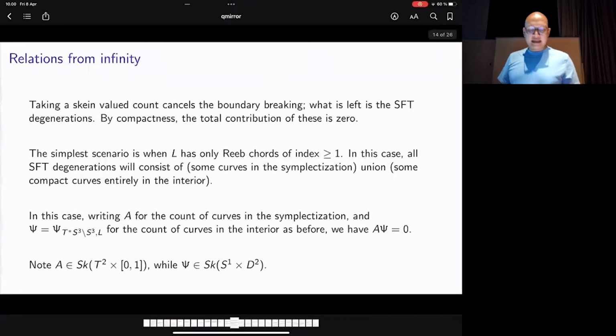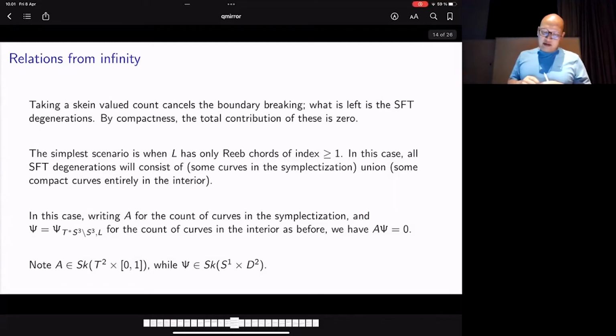Now the example I want to discuss today is one where the simplest possible behavior happens. The simplest possible behavior is when, at infinity, in the boundary of this Lagrangian, there are only Reeb chords of index. Maybe I should say, what is a Reeb chord? If you have a contact manifold with a fixed contact form, there's a Reeb vector field, and a Reeb chord is a trajectory of this Reeb vector field. It goes from L to itself.